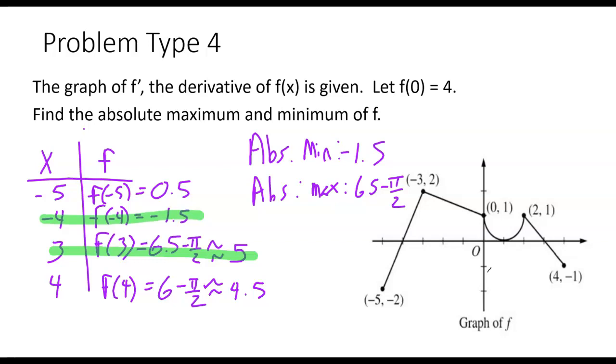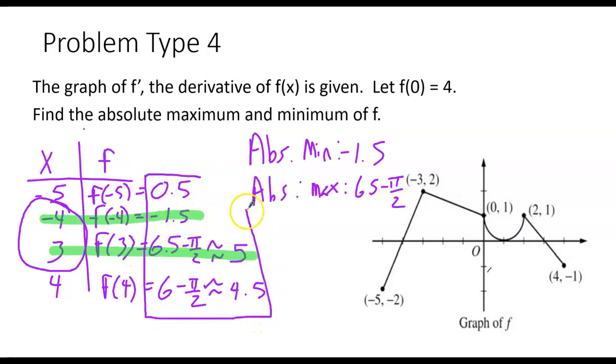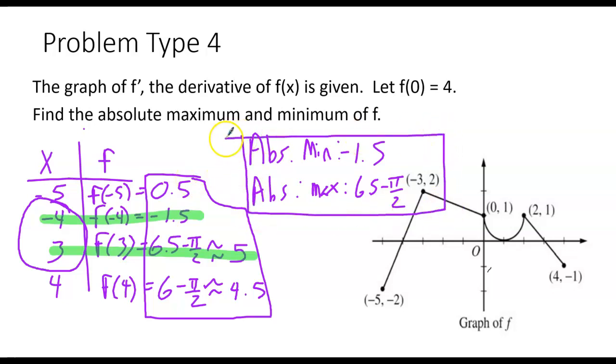And typically these would be like a 3-point question, in case you were wondering. They're going to usually give you 1 point for finding your critical values, 1 point for probably just finding the correct outputs here, and then 1 point for answering the question and finding what the max and the min is. So it's about a 3-point question. Critical values, outputs, answer.